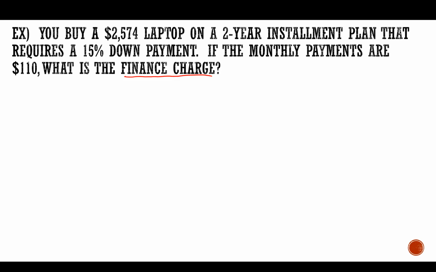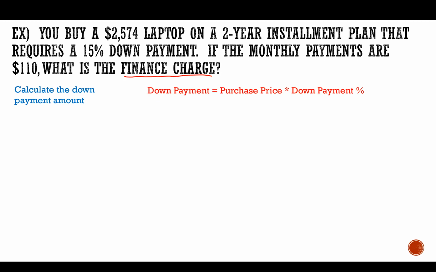All right, so let's figure out what our down payment is, because we need to figure out how much we're actually borrowing on this loan. The way you get a down payment is you take the purchase price and multiply by the down payment percentage. The purchase price is a $2,574 laptop, and 15% is the down payment percentage. Remember, anytime you multiply or divide using a percentage in a formula, you don't use the percent, you use the decimal equivalent. So your down payment is $2,574 times 0.15, which is $386.10.